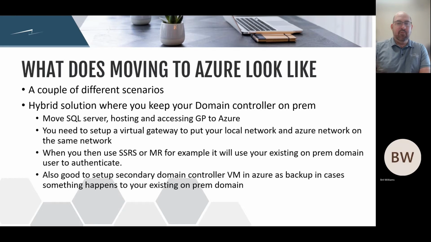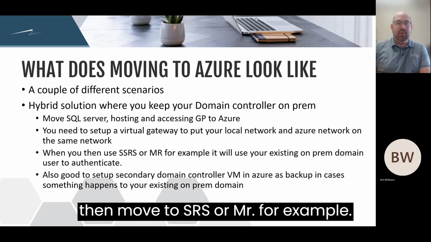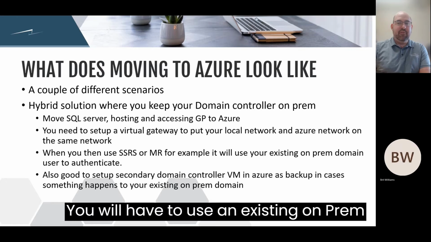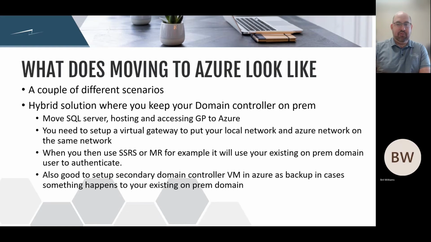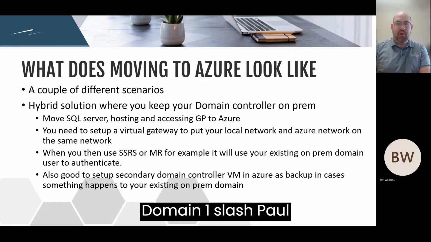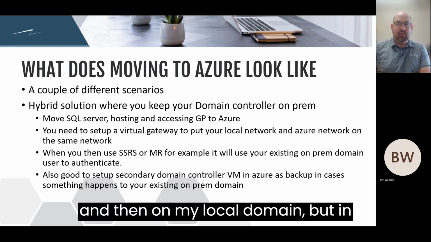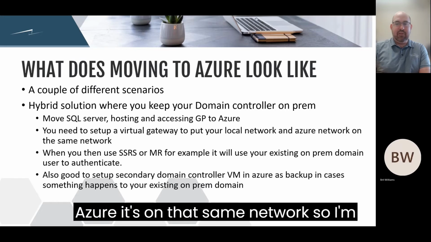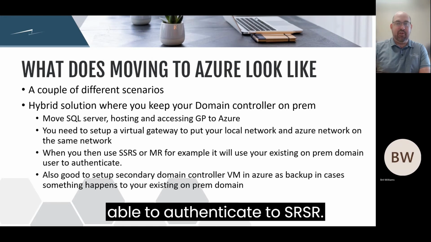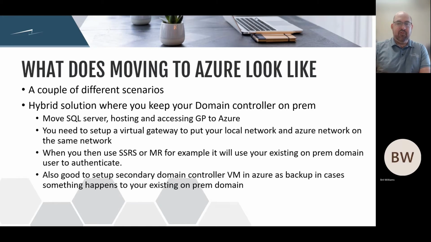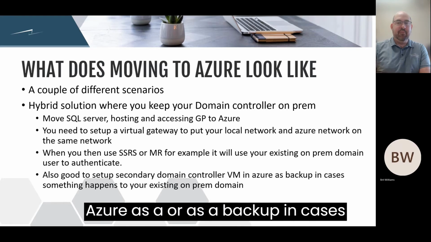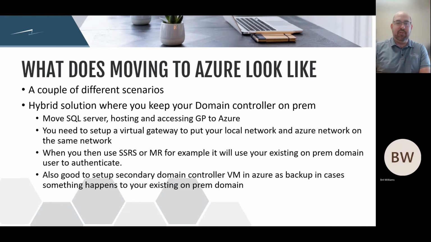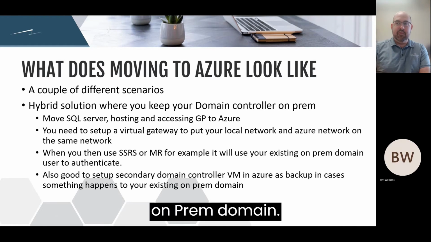When you then move to SRSS or MR, for example, you will have to use an existing on-prem domain user to authenticate. So if I'm logged in as domain1/Paul, I'm on my local domain, but in Azure, it's on that same network, so I'm able to authenticate to SRSS or MR. It's also good to set up a secondary domain controller VM in Azure as a backup in cases where something happens to your existing on-prem domain.